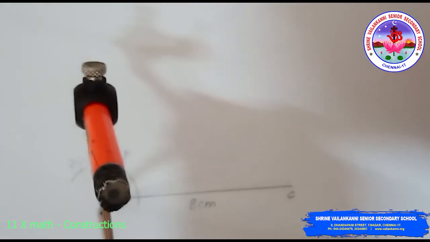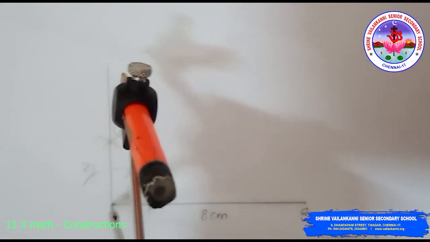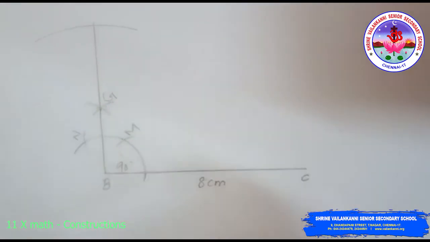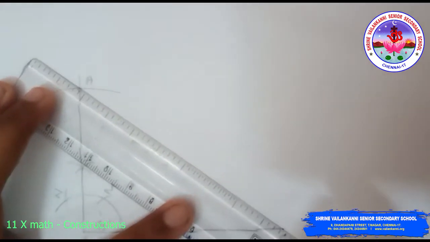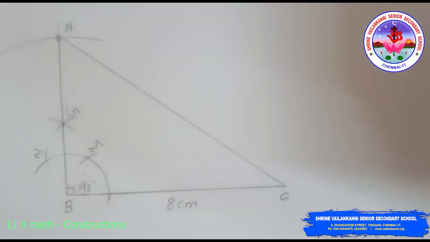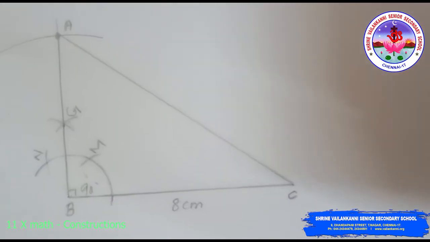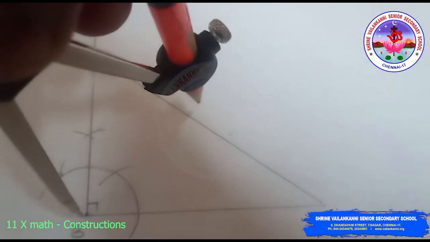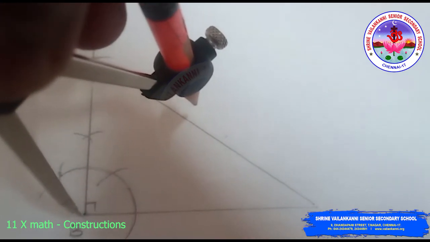With the measure of 6 centimeter in the compass, I am going to give an arc on the line BG. Name that point as A. I am joining AC line. Hence, I got a right angle triangle ABC. I am going to draw BD perpendicular from B on AC. Now, I need to draw the perpendicular from B on AC.